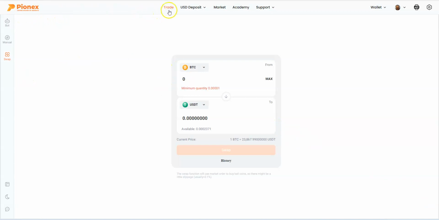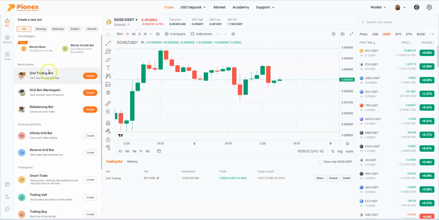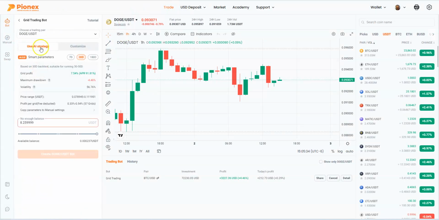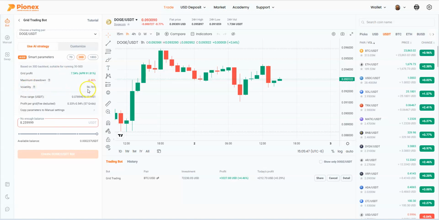So now let's go back to the trade button here. We're in Doge. Let's open up the grid bot. I always use custom. I don't use the AI settings. You can use those to look at back testing, to look at the volatility number if you want to.